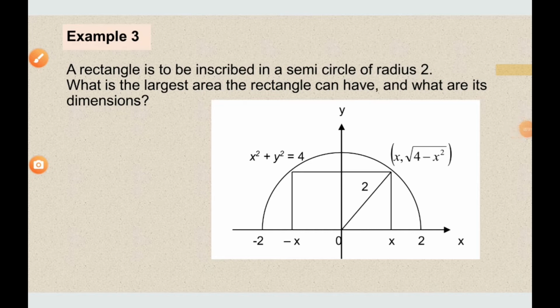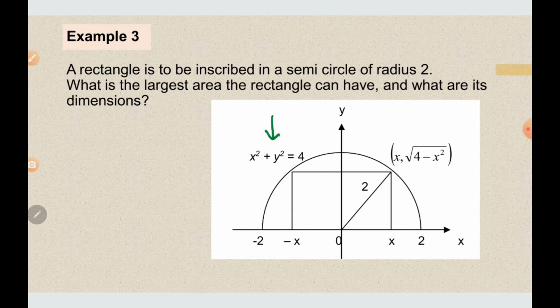Example 3. A rectangle is to be inscribed in a semicircle of radius 2. What is the largest area the rectangle can have and what are its dimensions? The information given is that there is a rectangle to be inscribed in a semicircle of radius 2. To help you answer the question, the equation of the semicircle is given here. The diagram is also given here.